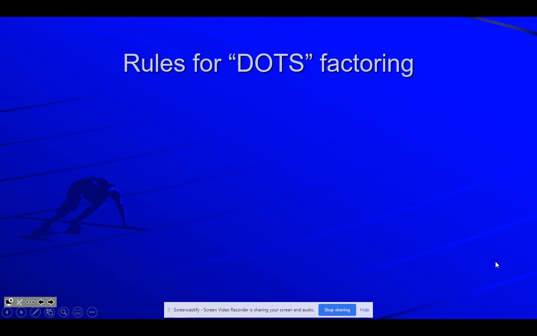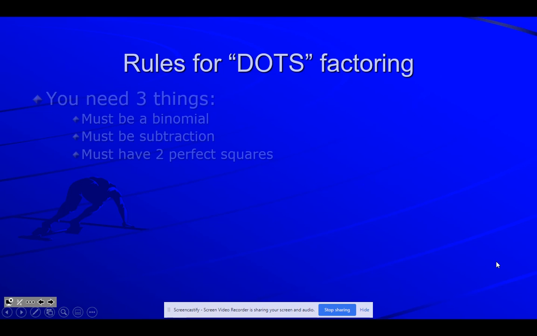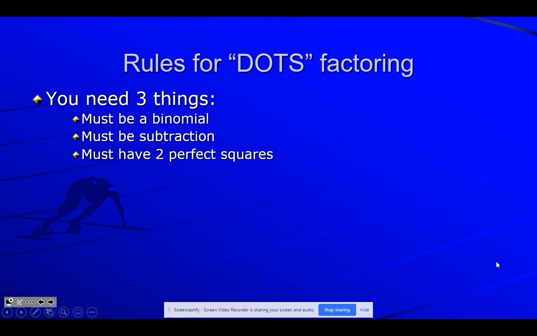Here are your rules for difference of two squares factoring, known as DOTS factoring. The first thing you need to do is create a checklist in your own head with these three things. To do DOTS factoring, you have to have a binomial, a two-termed polynomial. You have to have subtraction between the two terms. And both terms must be perfect squares.